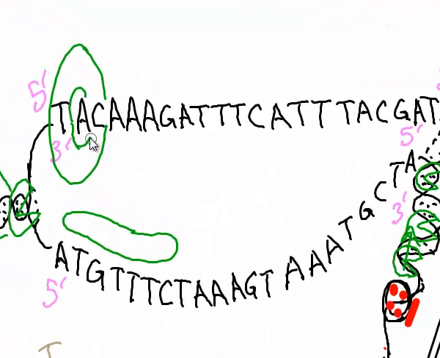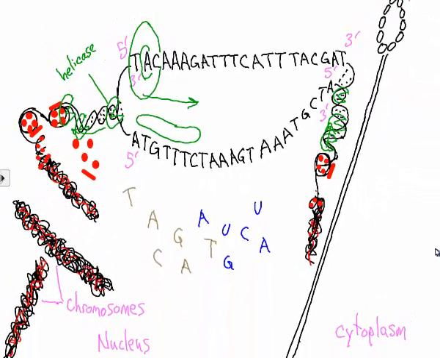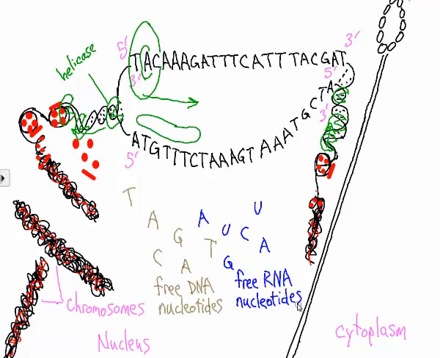Here's the RNA polymerase enzyme. It's going to travel this direction, 5' to 3', and as it does so, it's going to grab free RNA nucleotides that are floating in the cytoplasm inside the nucleus. In the nucleus there are free nucleotides, both DNA and RNA. Remember, the difference between RNA and DNA is that RNA uses uracil instead of thymine as a nitrogenous base, and that RNA has the sugar ribose instead of deoxyribose.